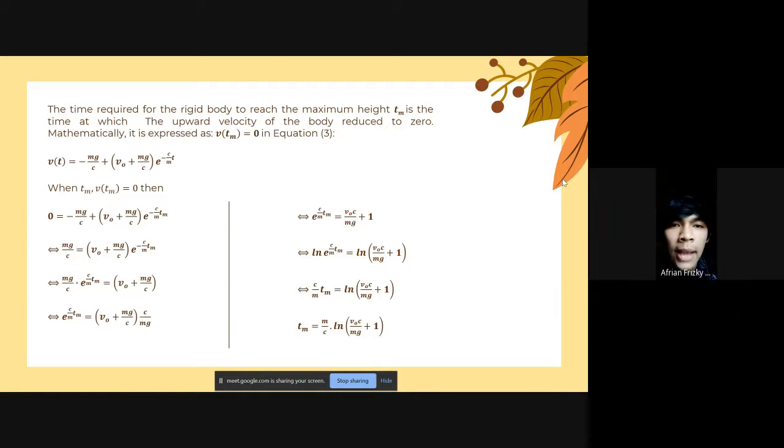And then the time required for the rigid body to reach the maximum height is called Tm, which is the time at which the upward velocity of the body is reduced to zero.